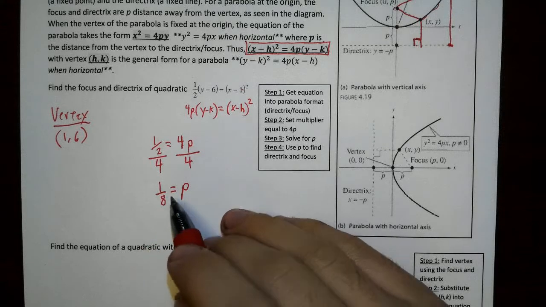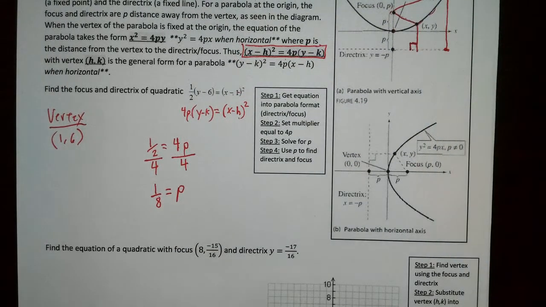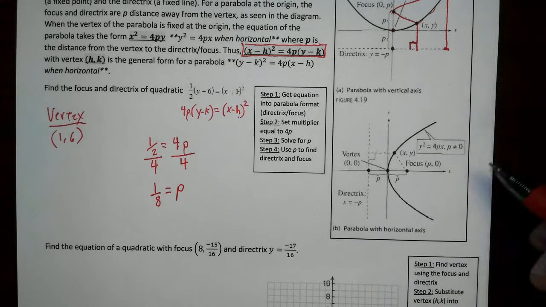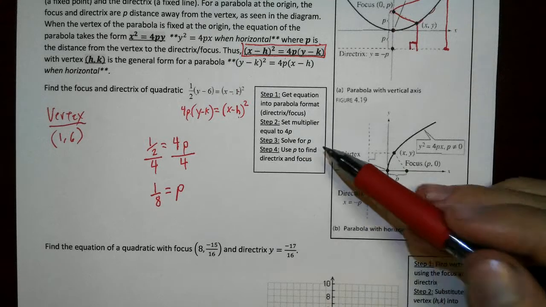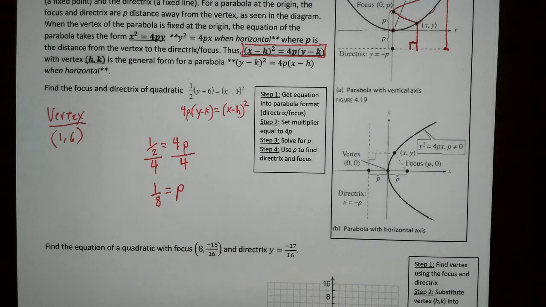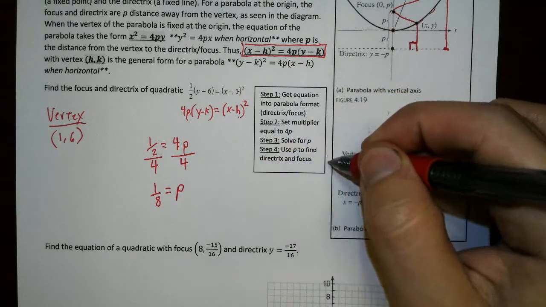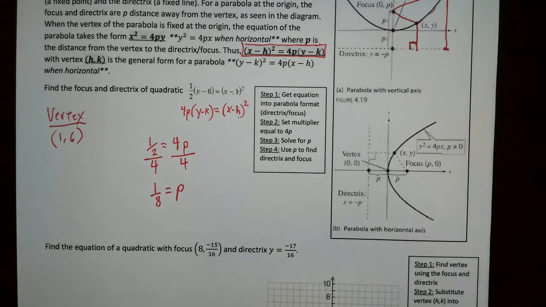So 1/8 equals p. Now we found this distance, and that really just unlocks the whole problem. That busts it wide open. And side note, that was step 2 and 3: set those two equal to each other, and then solve for p. Now we can find our directrix and focus, because remember, it's just going to be that distance p away from our vertex.